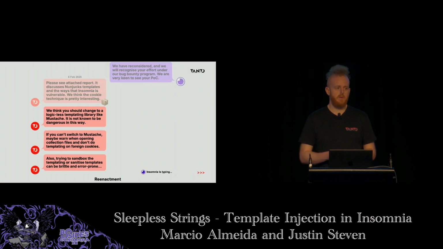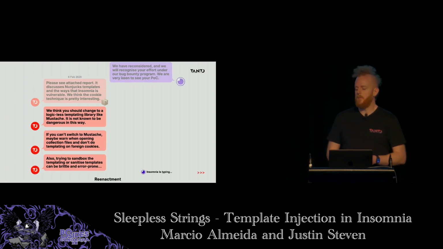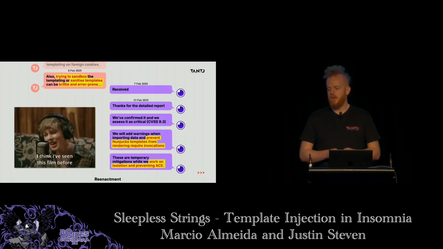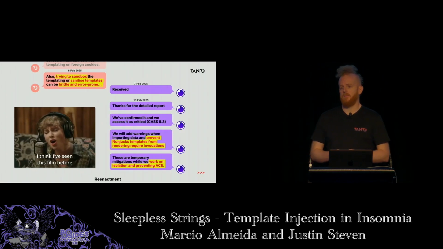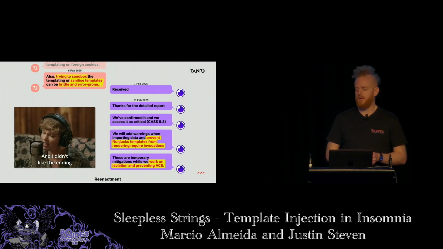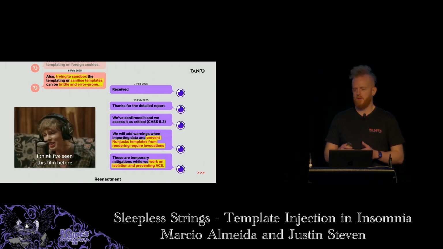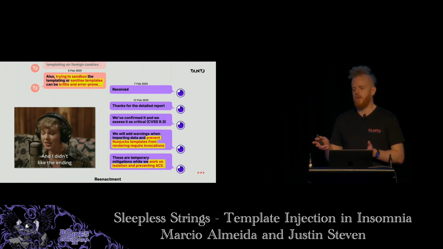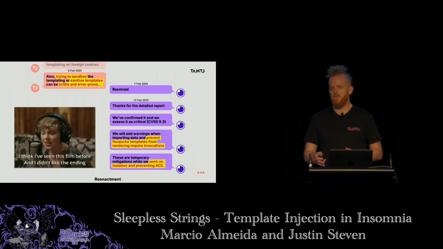So in our report, we expressed these thoughts to them. And then we followed it up by saying, as PortSwigger says, trying to sandbox the templating or sanitize templates can be brittle and error-prone. They responded and said, we think this is a CVSS 9.3 issue. We're rating it as a critical bug, which is a huge change of heart from it being on an open GitHub issue for a few years and then saying we know about this issue. So it seems like this vector had kind of made them realize the true impact of this issue.